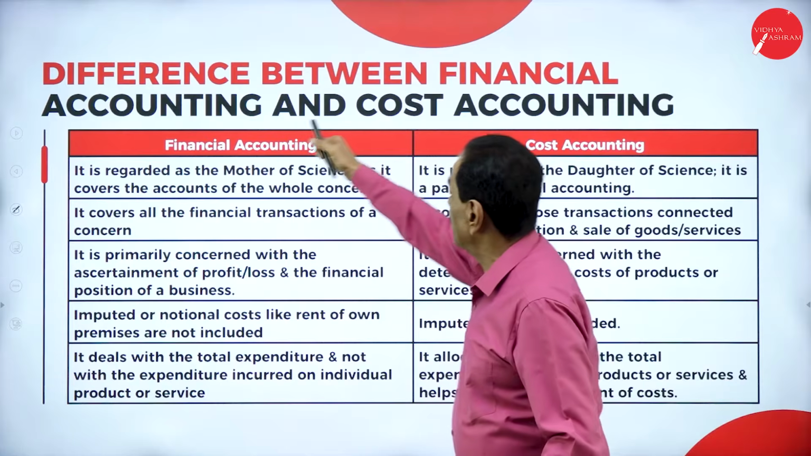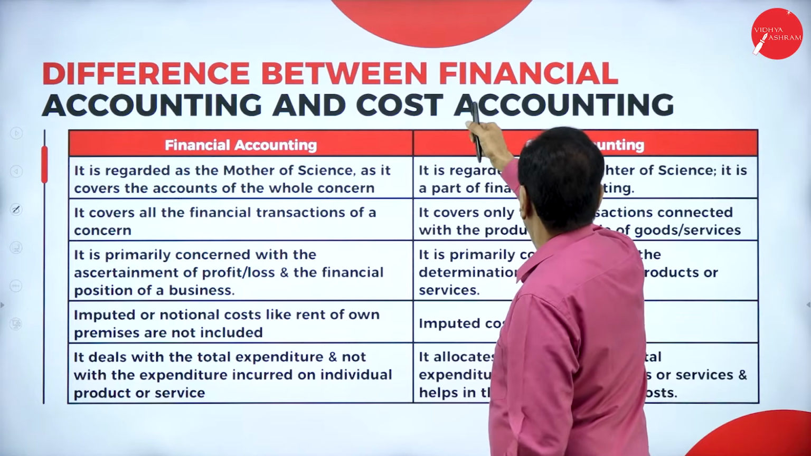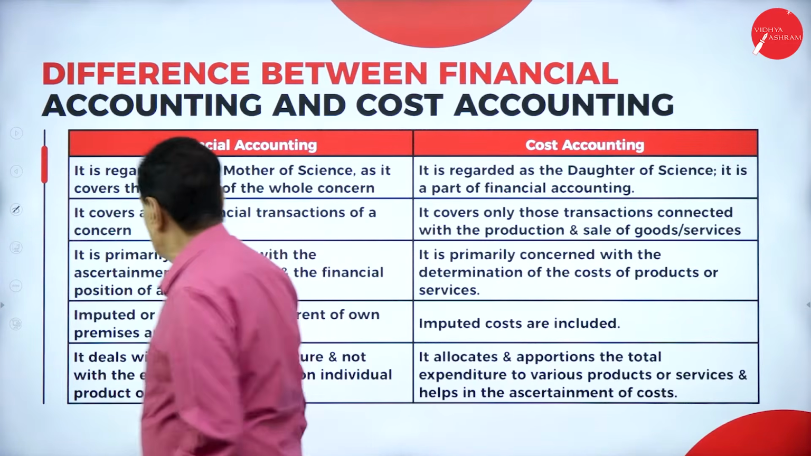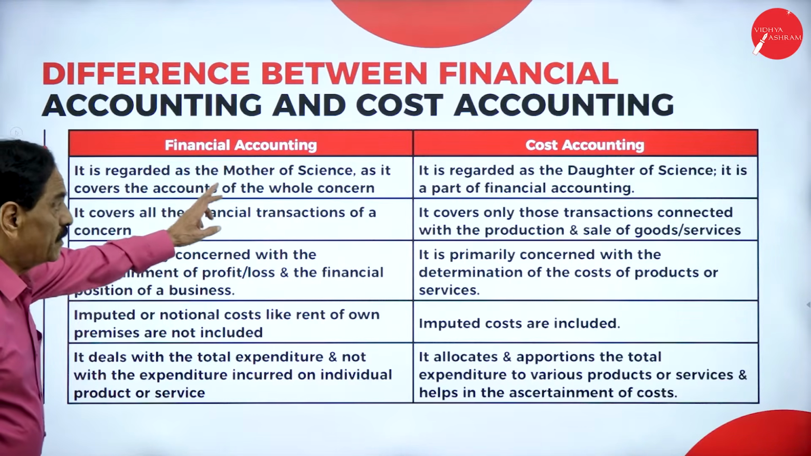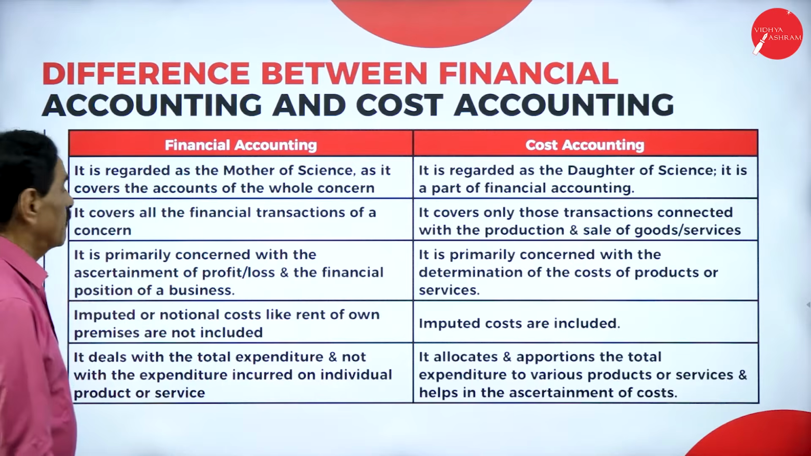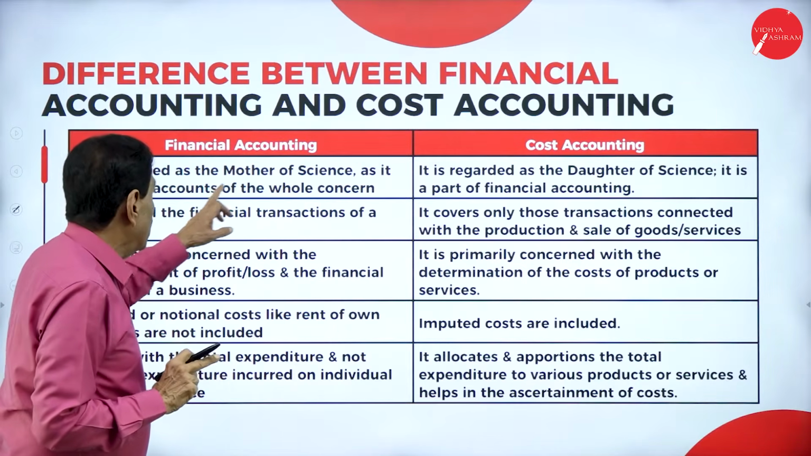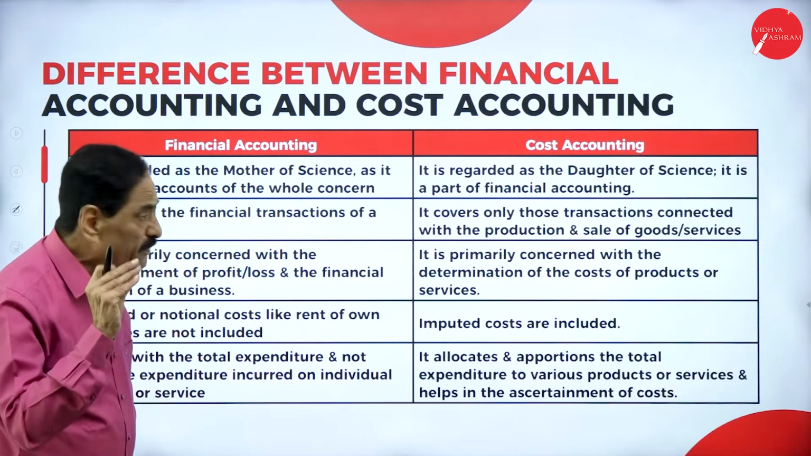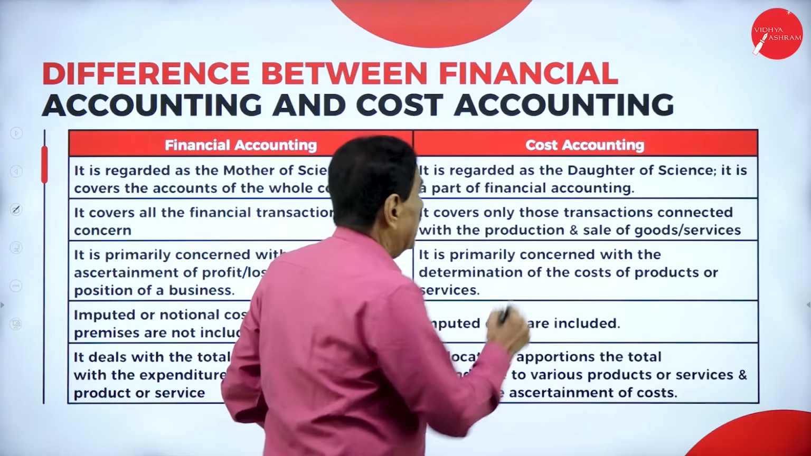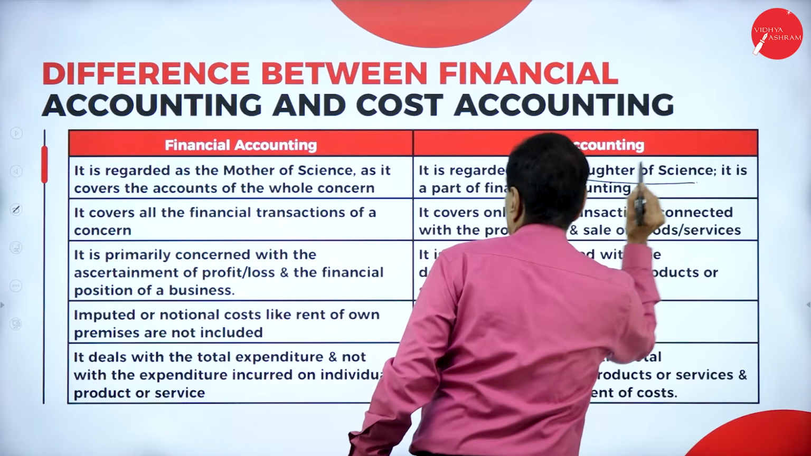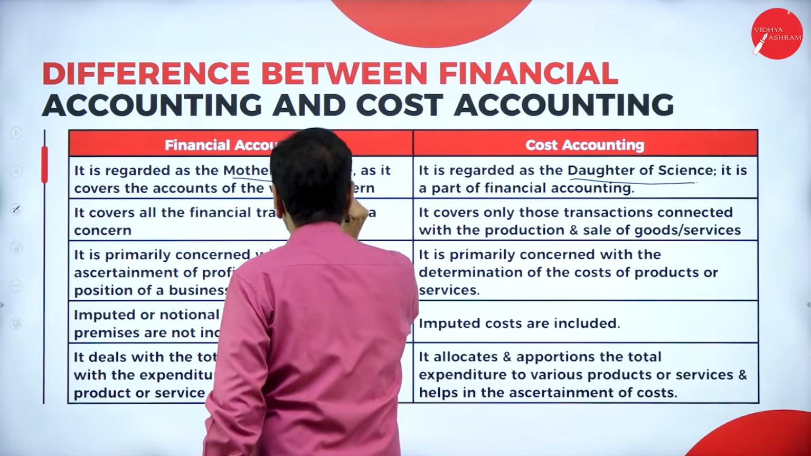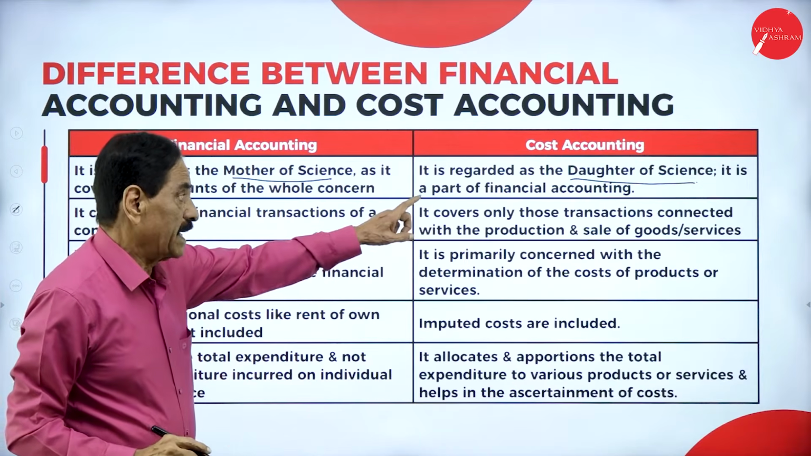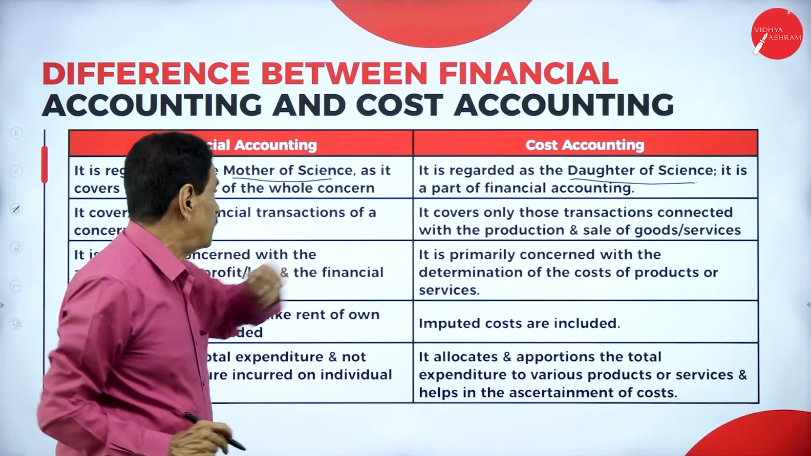Then, the difference between financial accounting and cost accounting. This is important. We will go one by one. Financial accounting is regarded as the mother of science, whereas cost accounting is regarded as the daughter of science.